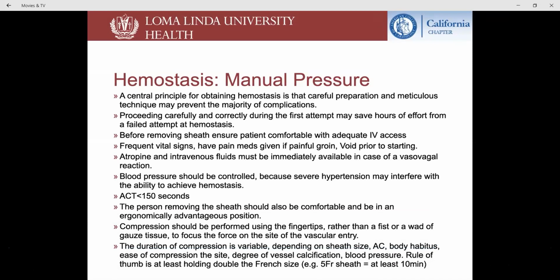And you'll see this all the time when people who don't know how to hold adequate manual pressure get a big wad of gauze and just put pressure, but that's not getting focused pressure over the artery where you're trying to get hemostasis.